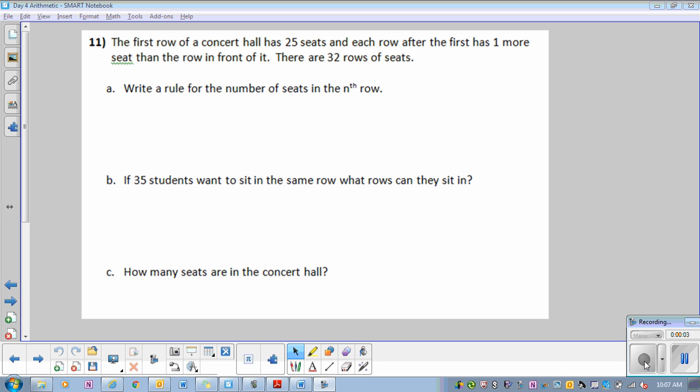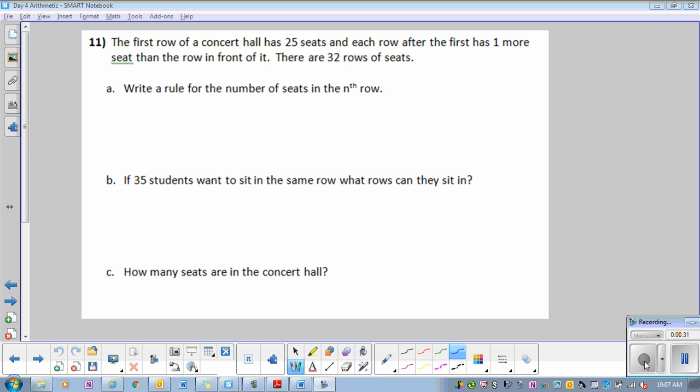From our arithmetic notes from last time, right? We're going to finish this, okay? So, number 11, it says the first row of a concert hall has 25 seats, and after each row, it increases by 1, right? It becomes 1 more than the row before, okay? So there are 32 rows of seats.